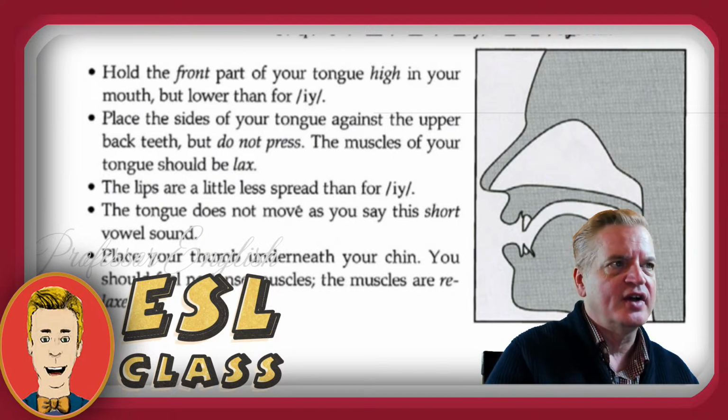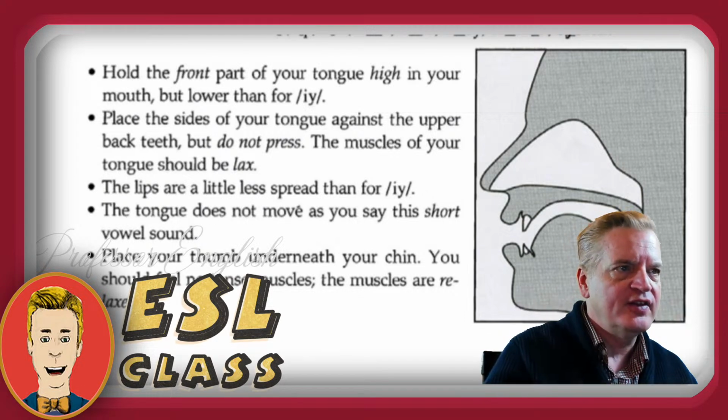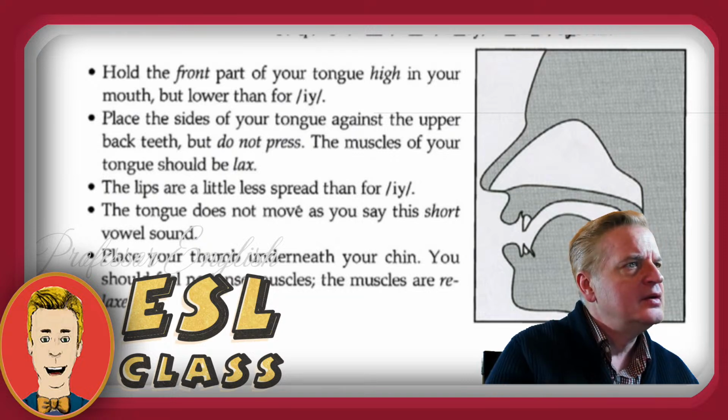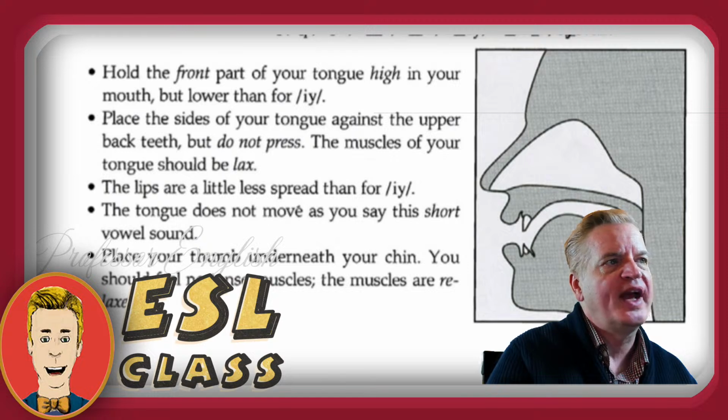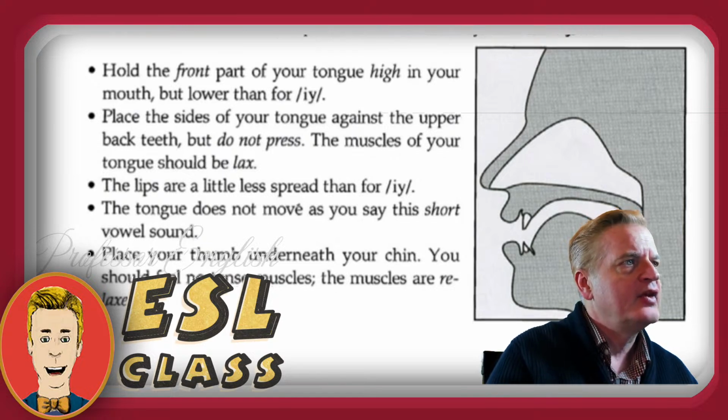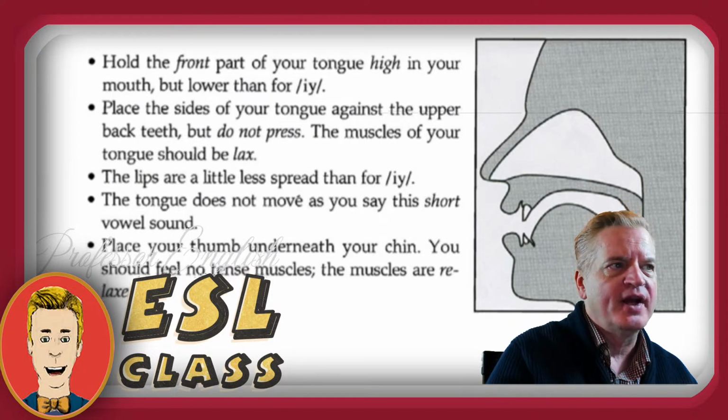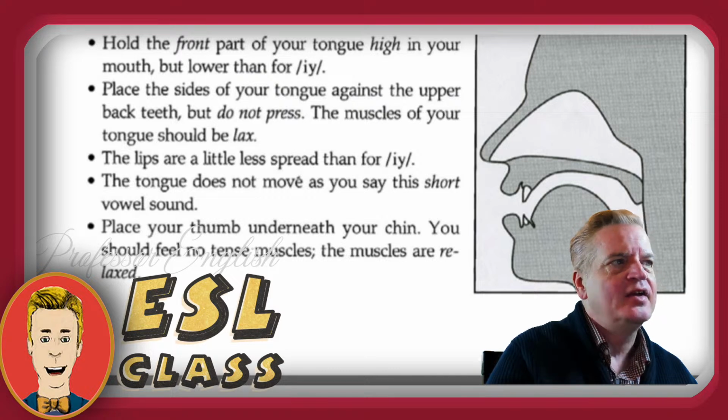Place the sides of your tongue against the upper back teeth. So that would be maybe around here. Upper back teeth around here. The muscles of your tongue should be lax. That means relaxed, not tense. Relaxed, calm, no tension, just relax. The lips are a little less spread than for E. So, I.